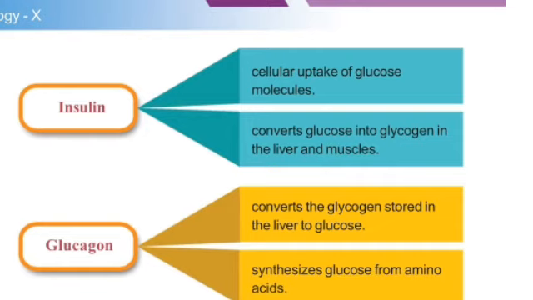So you want to study these points: the normal glucose level is 70 to 110; when the glucose level increases, insulin performs two processes, and when the glucose level decreases, glucagon mainly performs two processes.